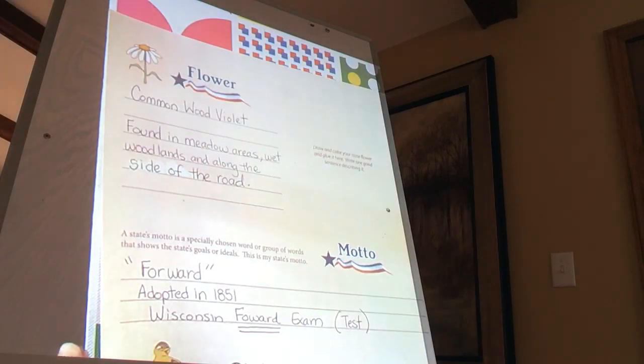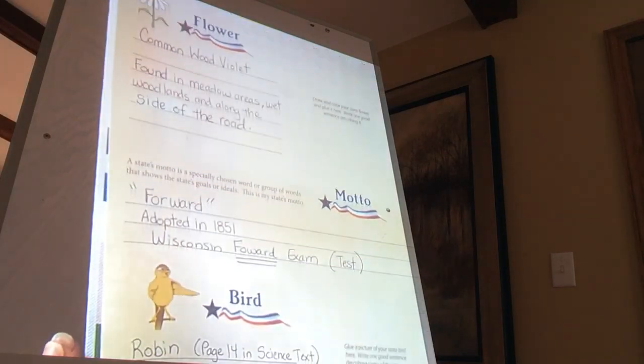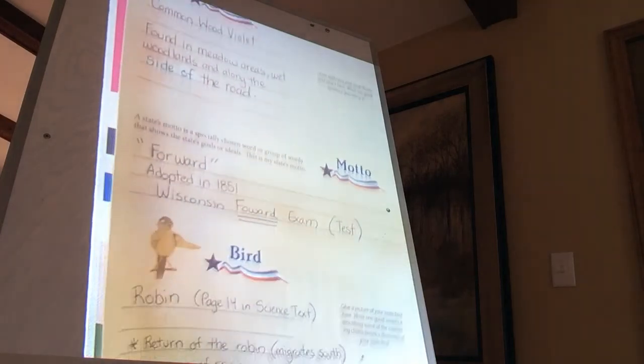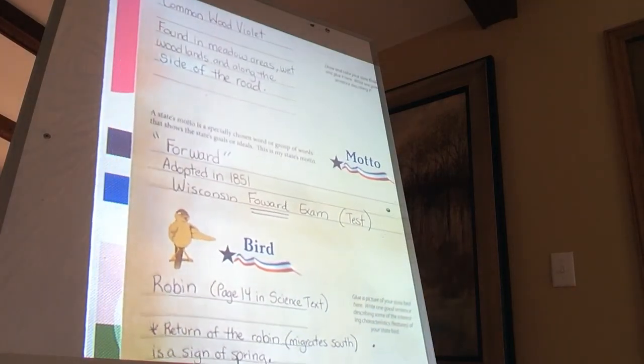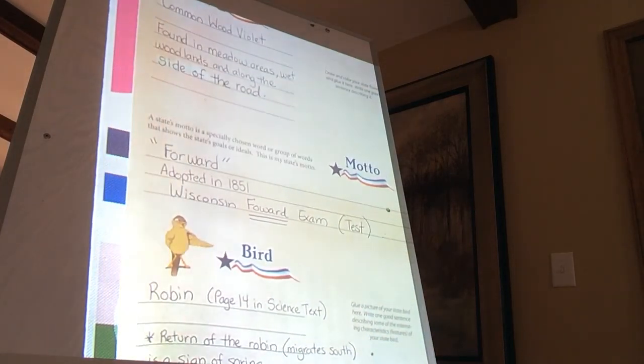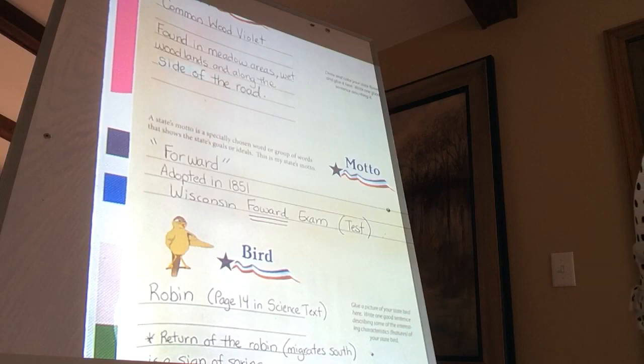Then we have a state motto. What's the motto with you? Nothing. Nothing's the motto with me. Okay, state motto. Our state motto is forward. I think this is so interesting because we don't realize how much we see our state motto on things in Wisconsin. It's on our state flag, it's on our state quarter. We have the Wisconsin Forward exam.